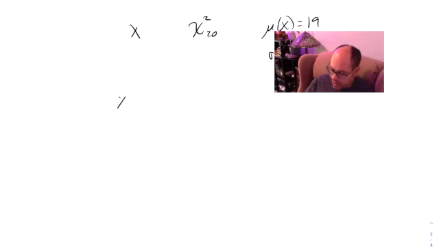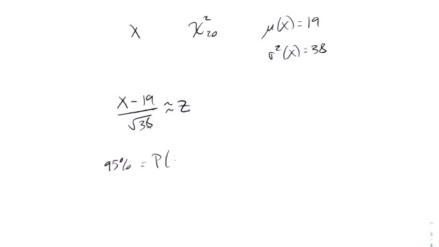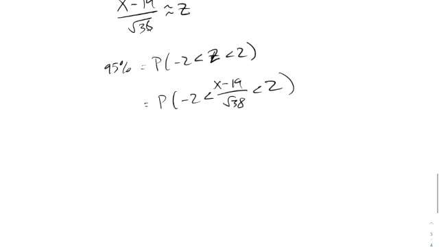and the mean, as we've seen, is 19, and the variance is 38, twice the mean. Then we know that if we look at x, we subtract off the mean and divide by the standard deviation, then this is approximately our normal variable. And then we say that the 95% probability that our normal variable is between 2 and minus 2. And then we got that x minus 19 over root 38 is between 2 and minus 2.